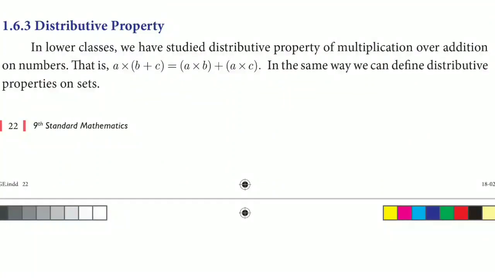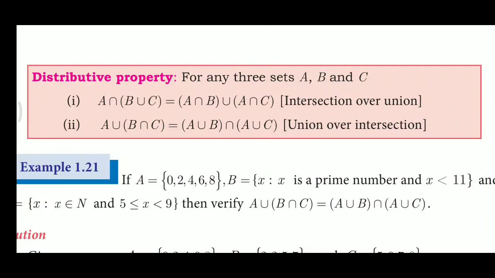The distributive property: in our lower classes we studied the distributive property of multiplication over addition on numbers, A into (B plus C) is equal to A into B plus A into C. In the same way, we can define the distributive property over sets. For any three sets A, B, C, A intersection (B union C) is equal to (A intersection B) union (A intersection C). This is the distributive property of intersection over union.